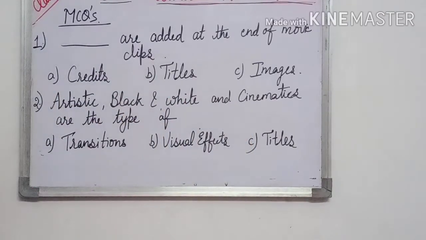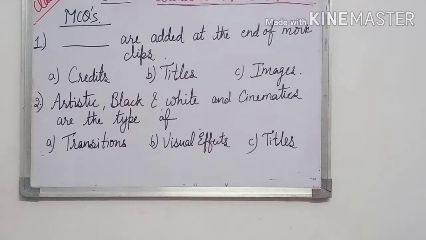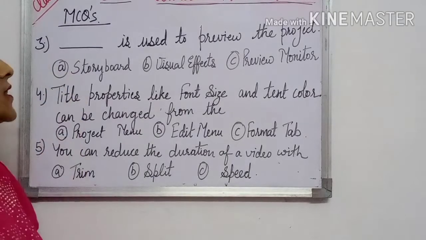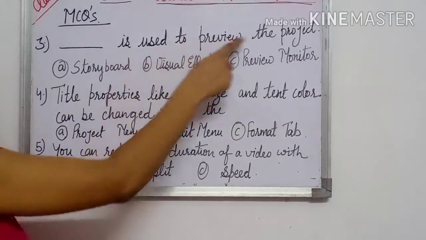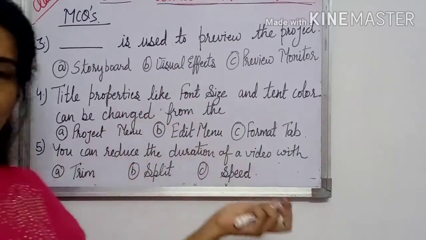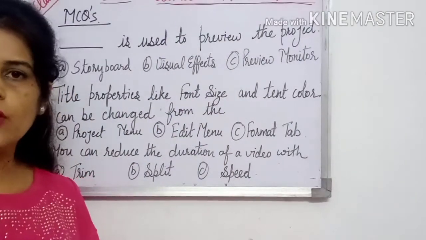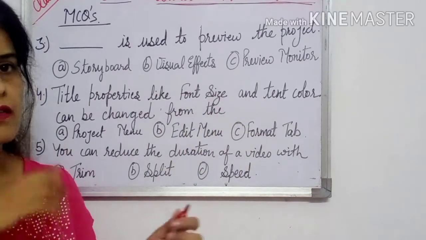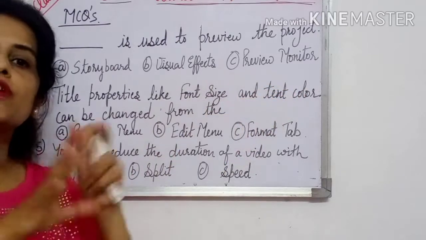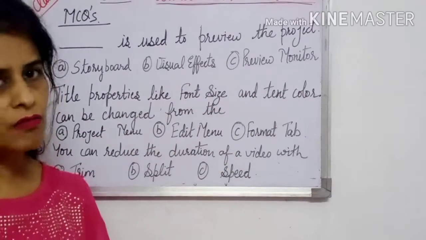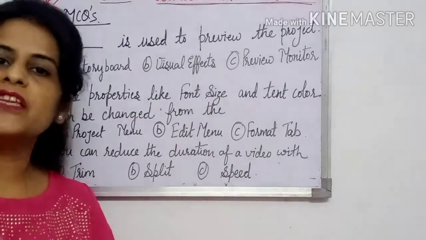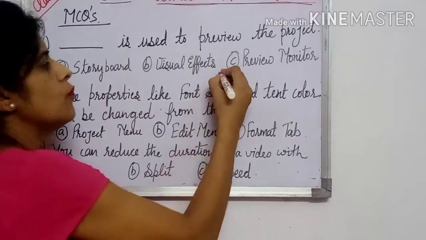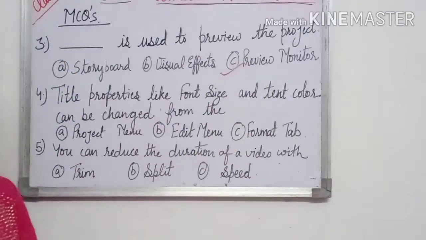The next MCQ is: dash is used to preview the project. Whenever you add pictures and video clips, they are added in the storyboard, on the left-hand side, and on the right-hand side there is the preview monitor, in which it will show the video made from the pictures and clips. So the complete movie you can see in this preview monitor. You can preview how it is made.